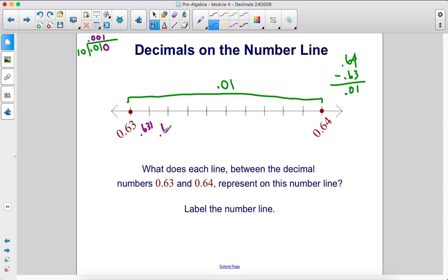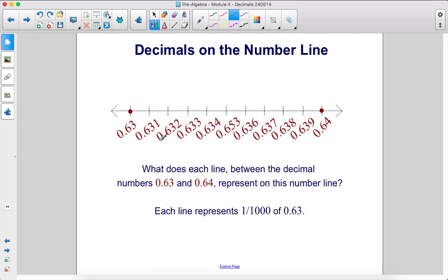0.631, 0.632, and so on. Each line represents 1/1000th, or 0.001, of 0.63.